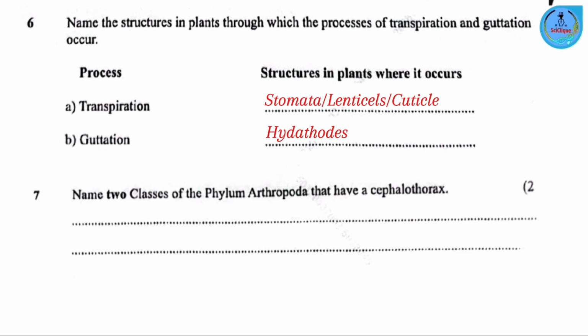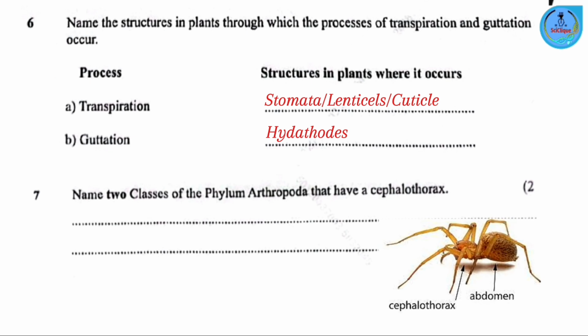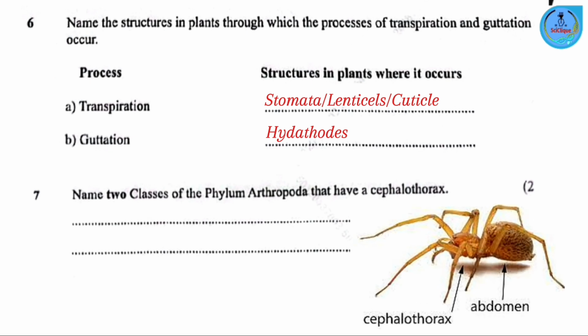Moving on to question number 7. Name 2 classes of the phylum Arthropoda that have a cephalothorax. Now, what is a cephalothorax? This is essentially a body region that is formed when the head and the thorax fuse together. So you're going to have such animals having 2 body parts. They will have the cephalothorax and the abdomen, of course. Now, this is found in class Crustacea and class Arachnida.